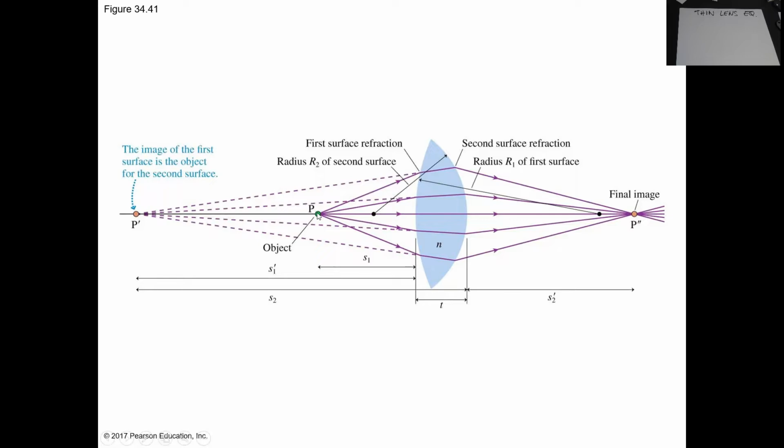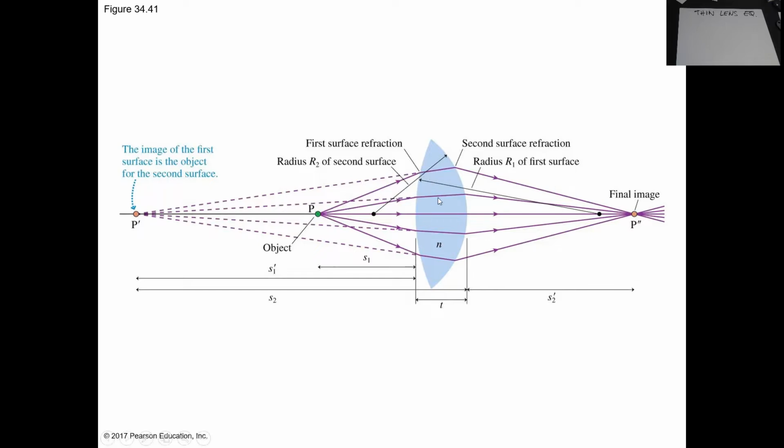Okay, so if this is your object, look at the rays emanating from the object. They're all refracted at this boundary. Those are the solid purple lines here. You can see that they're refracted towards the normal, and then they're refracted again at this back surface.